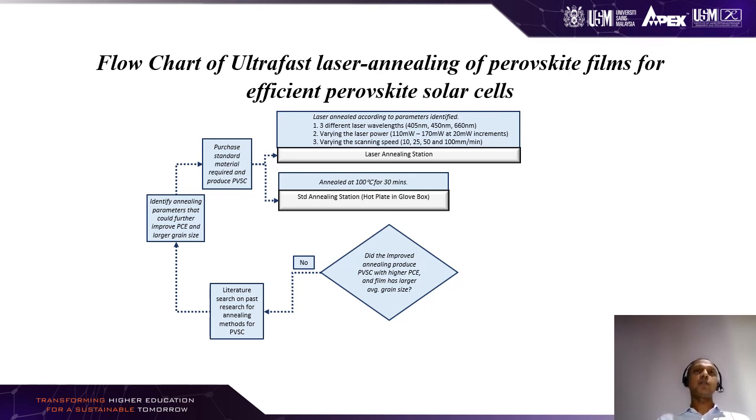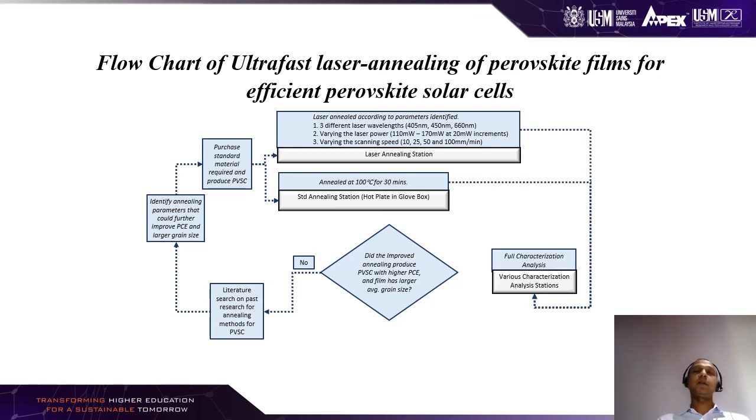And subsequently, as shared earlier, we have three approaches that we use: three different wavelengths of the laser, varying the laser power, and also varying the scanning speed. And of course, for a control build, we just anneal it using a standard annealing technique using a hot plate in the glove box. All right, subsequently, full characterization analysis is done, after which we'll analyze from the data obtained whether the laser annealed PVSC is able to achieve much higher PCE, and the film has higher average grain sizes.